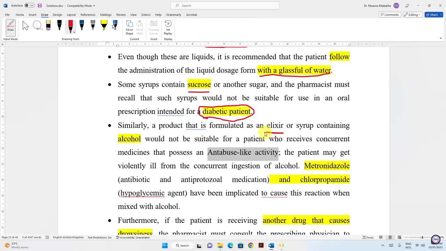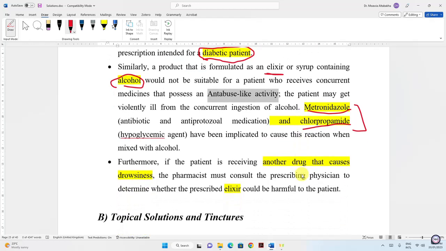Also, for medications containing alcohol, such as the elixir, you have to be careful when an elixir containing alcohol is taken with some drugs like metronidazole and chlorpropamide, because these two drugs with alcohol can cause an antabuse-like activity. Meaning there will be a lot of problems with the person taking alcohol or an elixir containing alcohol and any of these drugs, because a lot of reactions, sensitivity, vomiting, pain, shivering, etc. will happen. So you should be careful in that regard.